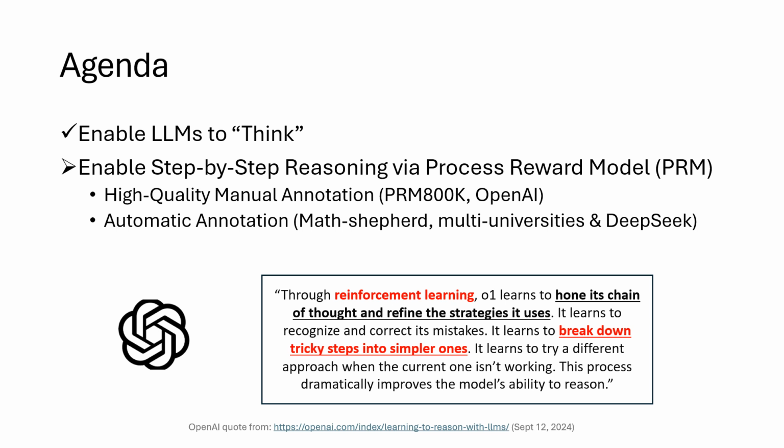And these parts correspond to this quote from O1. It says, through reinforcement learning, O1 learns to hone its chain of thought and refine the strategies it uses. It learns to recognize and correct its mistakes. It learns to break down tricky steps into simpler ones. It learns to try a different approach when the current one isn't working, and so on.